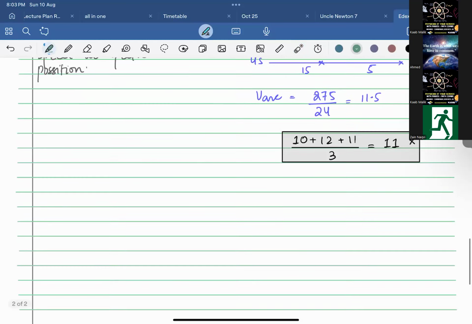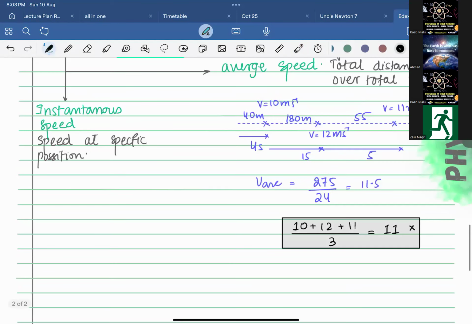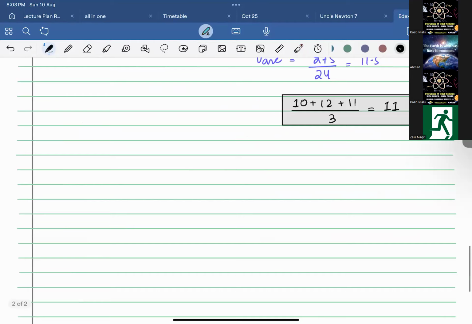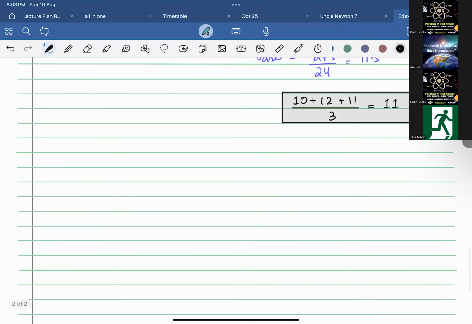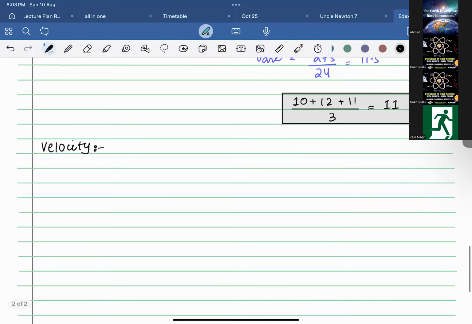Okay, so today we are going to start with velocity. Can anybody tell me the definition of velocity, please? Anybody? You guys should have studied this in your O levels.